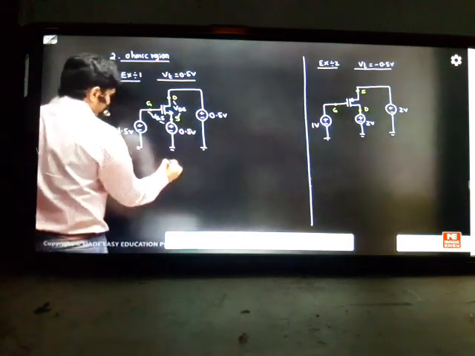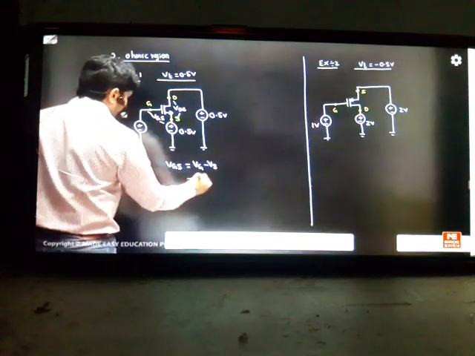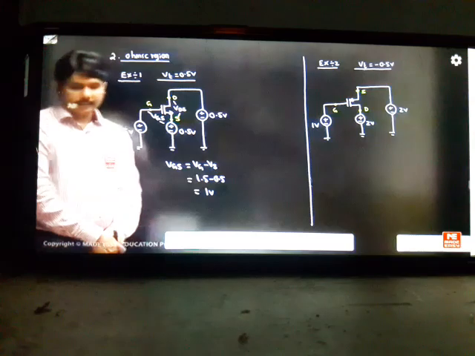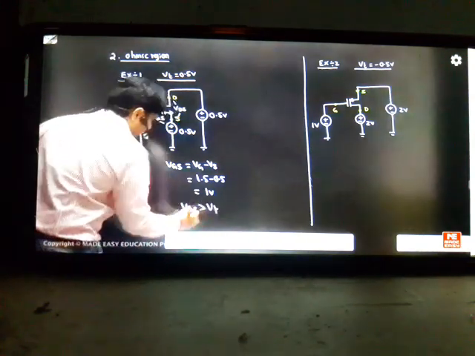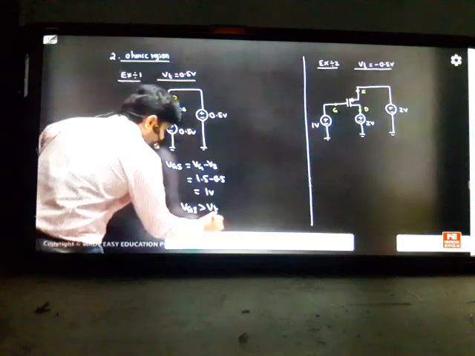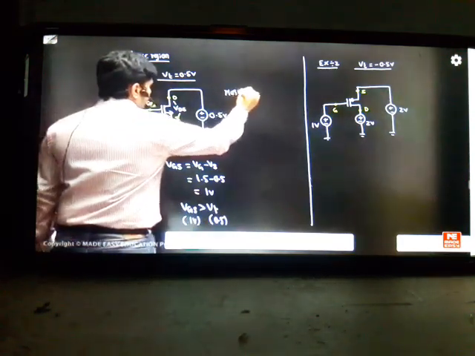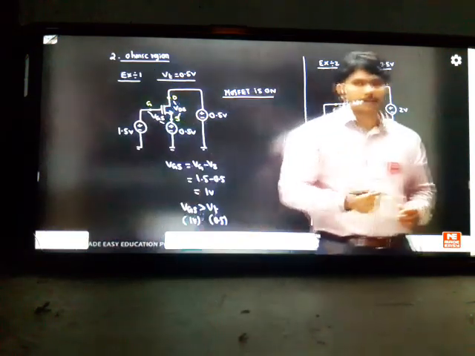First we'll find the VGS value to check whether the MOSFET is on or off. VGS is VG minus VS. This is 1.5 minus 0.5. The answer is 1 volt. As VGS is 1 volt, can I say that VGS is greater than VT? VT is 0.5. This is 1 volt. So I can say that your MOSFET is on. With this knowledge, MOSFET is not off, it is not cut off, it is on.